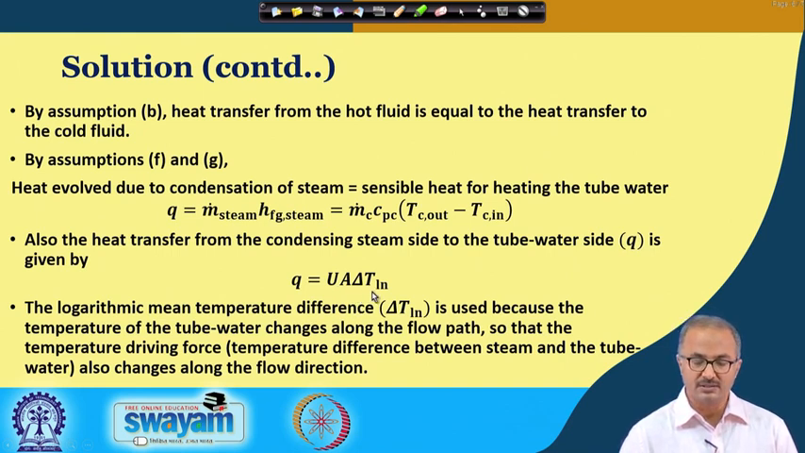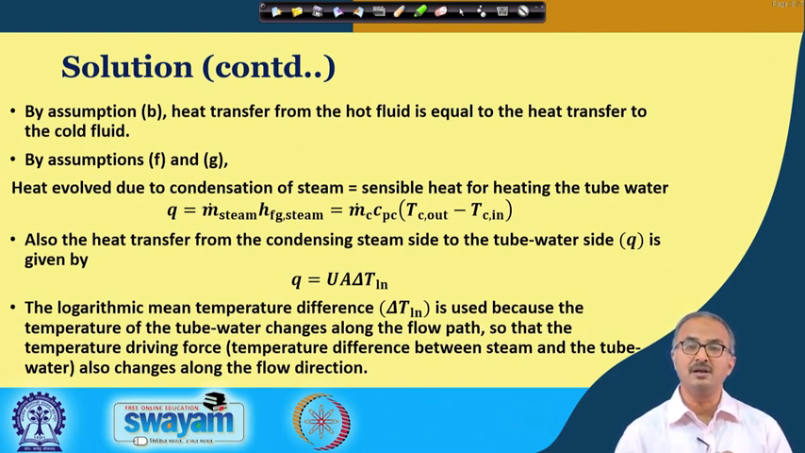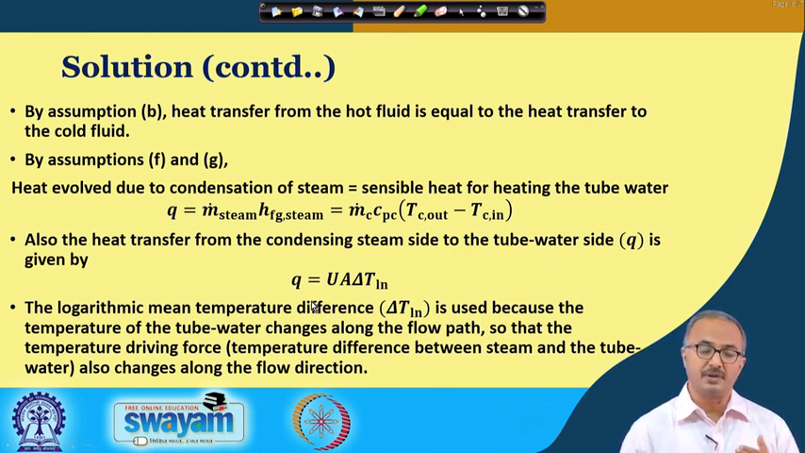Now you see that here we are using the LMTD, the logarithmic mean temperature difference. Why? Because, as we see in this situation, the tube water is getting heated up whereas the steam remains at a constant temperature. Due to this, the driving force for heat transfer, the temperature difference, is changing constantly. So instead of taking the change in delta T at all the actual locations during the flow of the tube water, we just consider the inlet and outlet temperatures of the tube water and find the logarithmic mean temperature.